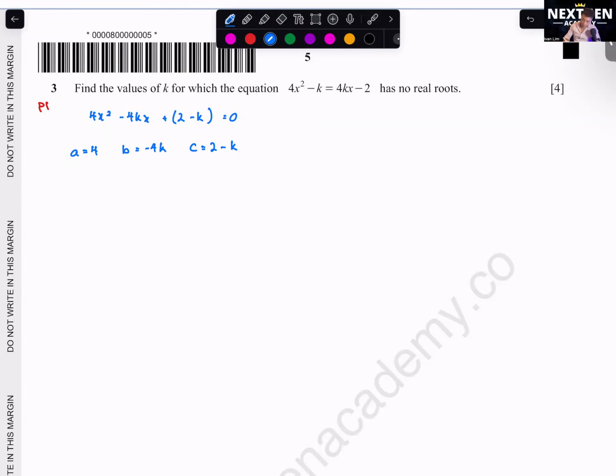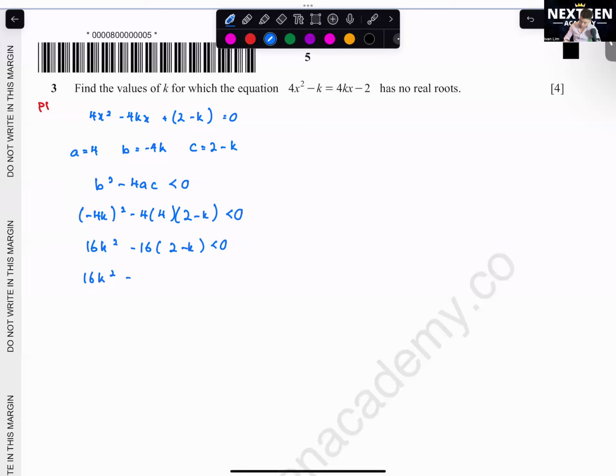Okay, then here we're going to put in b squared minus 4ac less than 0. Minus 4k squared minus 4ac less than 0. Okay, we open up: 16k squared minus 16, 2 minus k, less than 0. 16k squared minus 32 plus 16k less than 0. Okay, we divide the whole thing by 16.